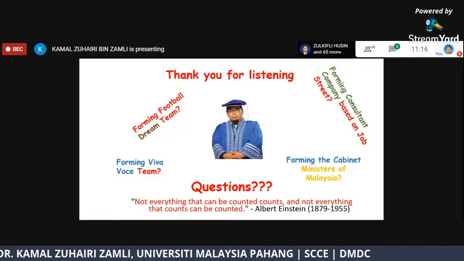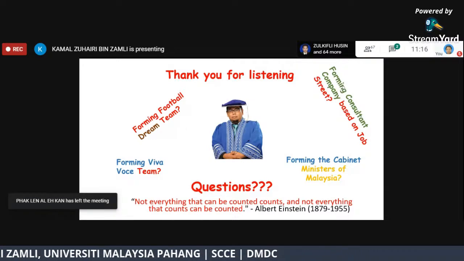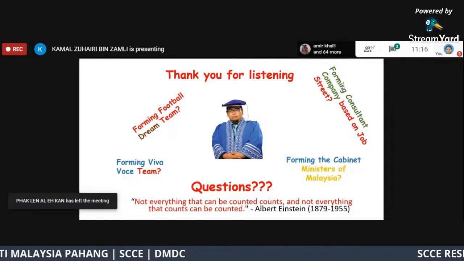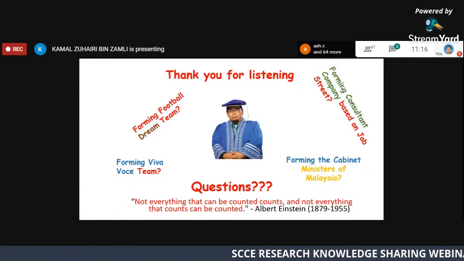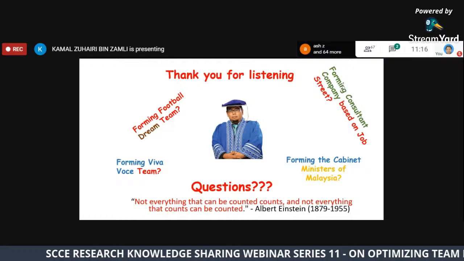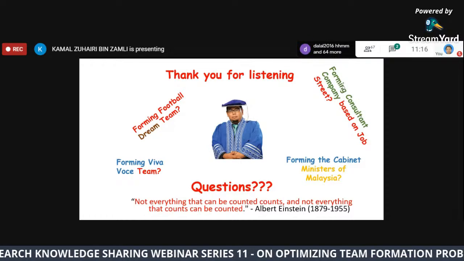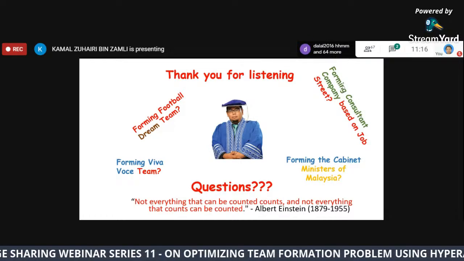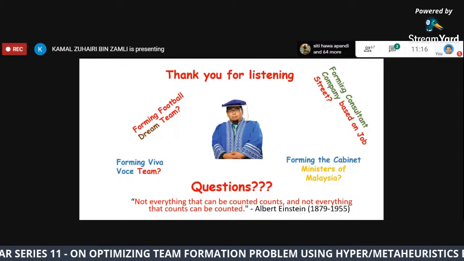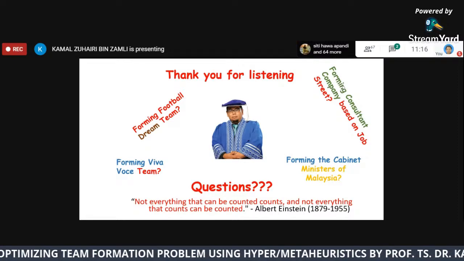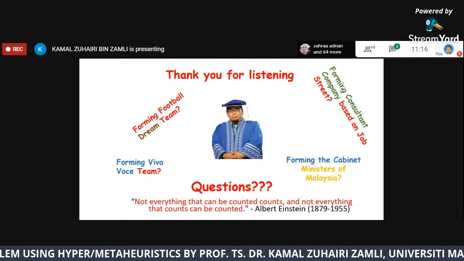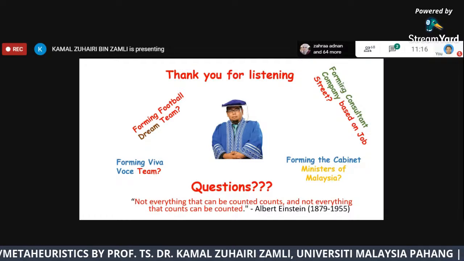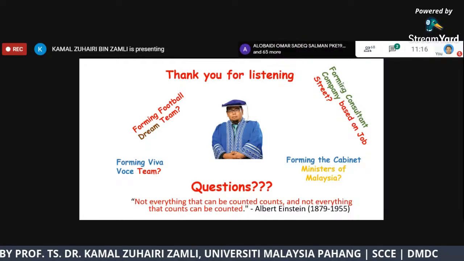This can be done for example for forming a consultant company, a Viva Voce team, maybe selection of a panel for Viva. So there are a lot of things we can do, like forming a cabinet of ministers, and everything can be done. I hope with that I've given you something, that you can learn something from what I've said. So with that, I open up for question and answer.